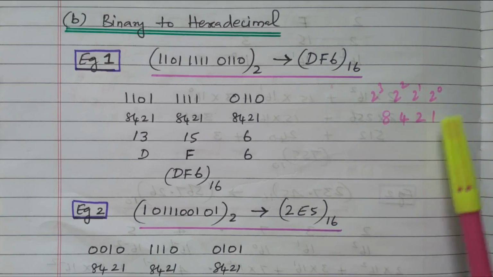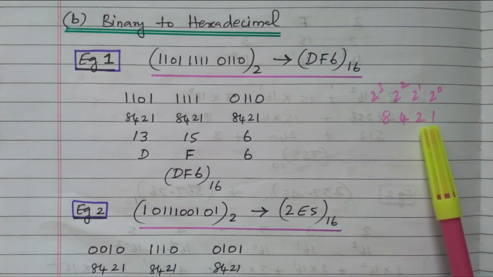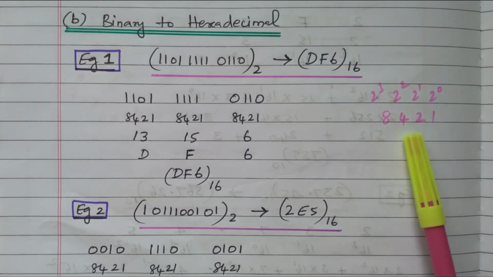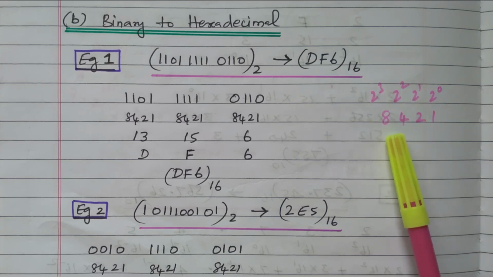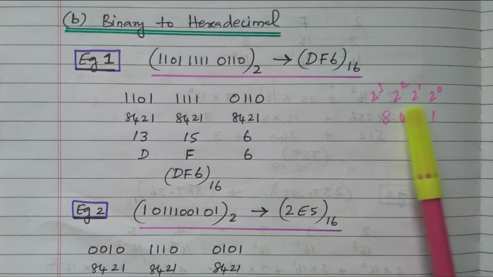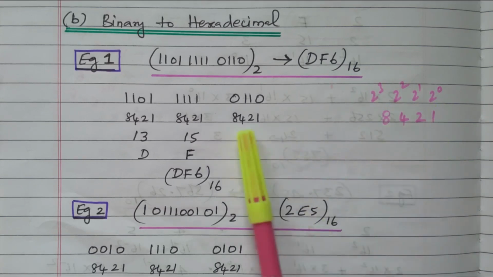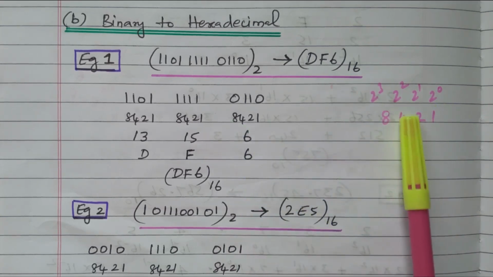What does 2 to the power 0 mean? 1. 2 to the power 1 means 2. 2 to the power 2 means 4. 2 to the power 3 means 8. So the weightage is 8 4 2 1. That comes from 2 to the power 0, 1, 2, 3. So we can simply multiply with this 8 4 2 1. This is the normal method.